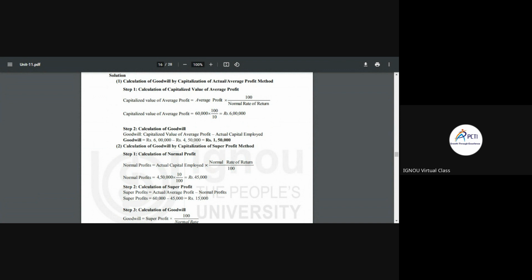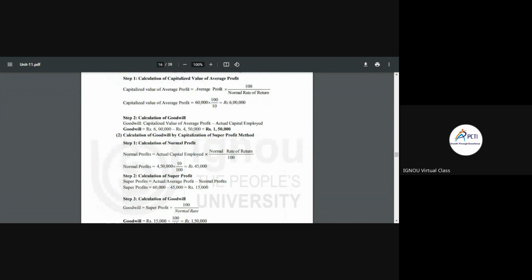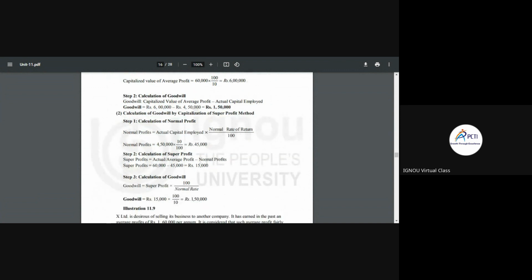Our second method is calculation of goodwill by the capitalization of super profit method. In step 1, calculation of normal profit. Normal profit is equal to actual capital employed multiplied by normal rate of return. So 4,50,000 multiplied by 10%, we get 45,000. In step 2, we have calculation of super profit. Super profit is equal to actual average profit minus normal profit. So 60,000 minus 45,000 is equal to 15,000.